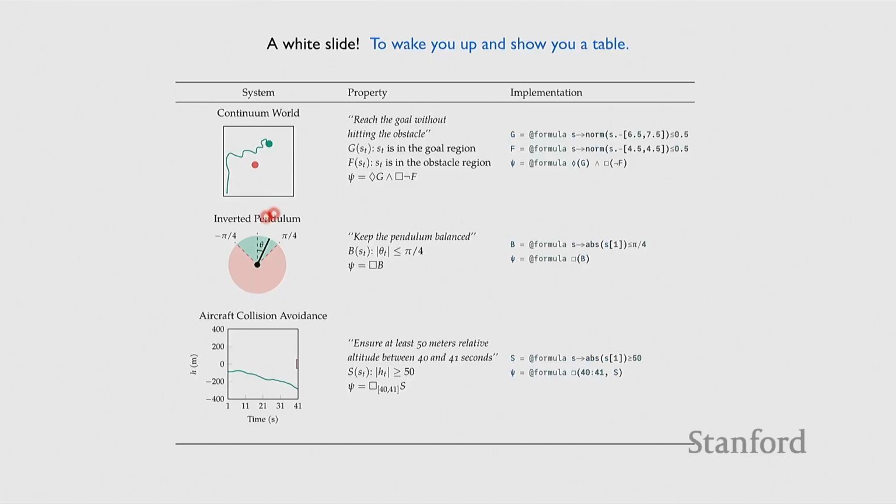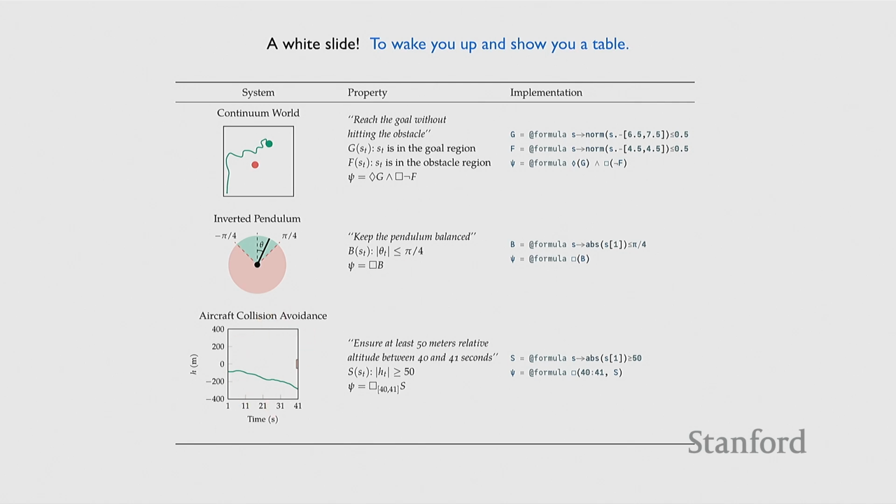Okay. Second one, the inverted pendulum system, which we talked about briefly in the previous lectures, where we want the pendulum to be upright, specifically the angle between negative pi over 4 and pi over 4 radians. So anywhere in this green region is okay and anywhere in this red region is not okay. We specify our property as just keep the pendulum balanced, and we create this predicate B that returns true as long as the absolute value of theta is less than pi over 4, meaning it's in this green region. Then we just say that we want always B, so B always needs to be true.